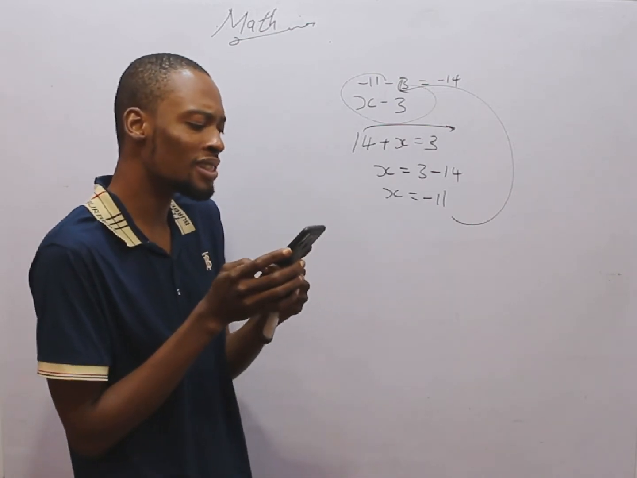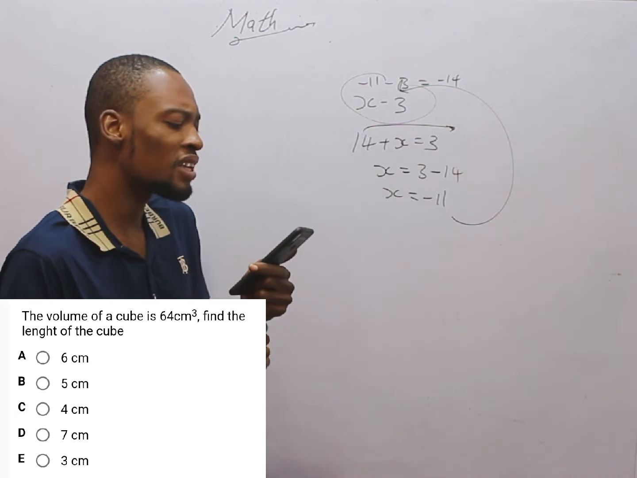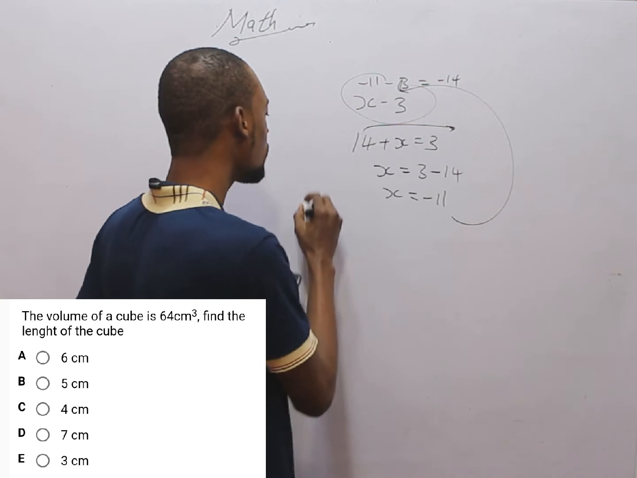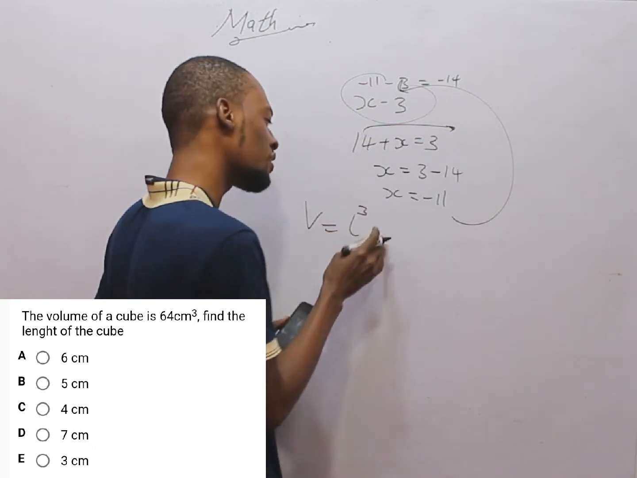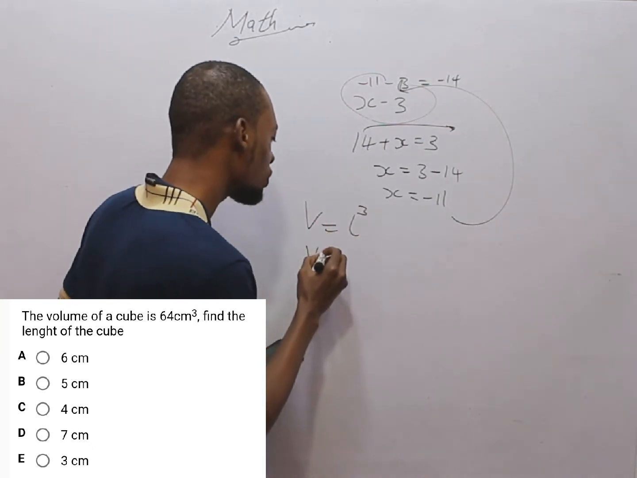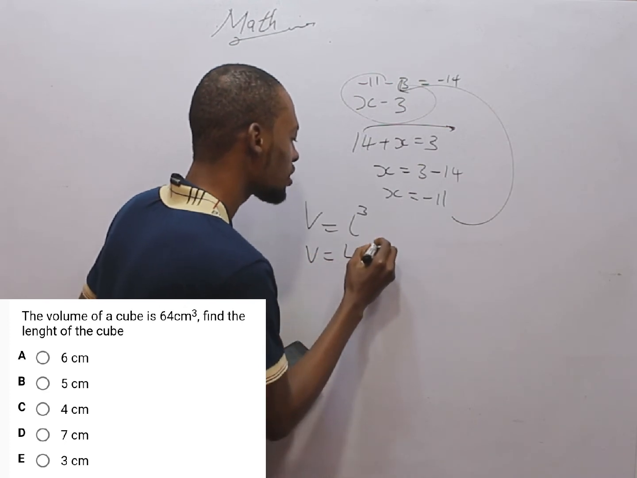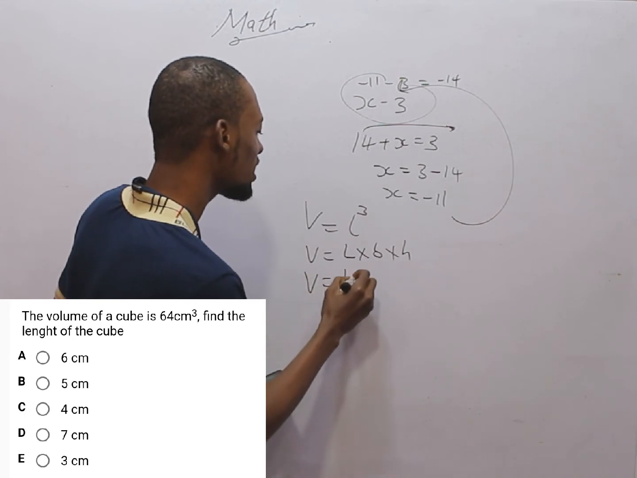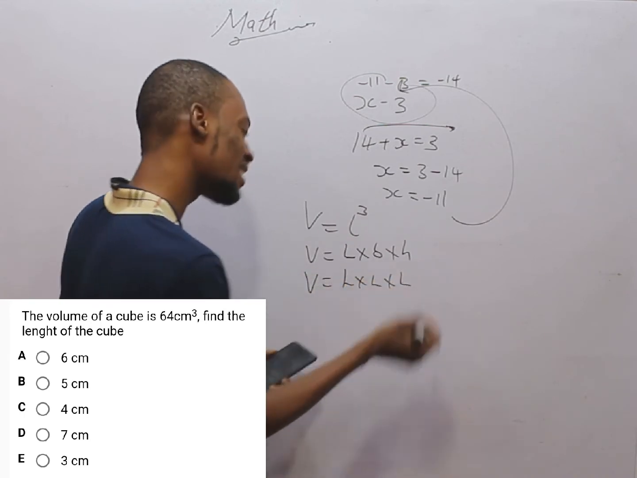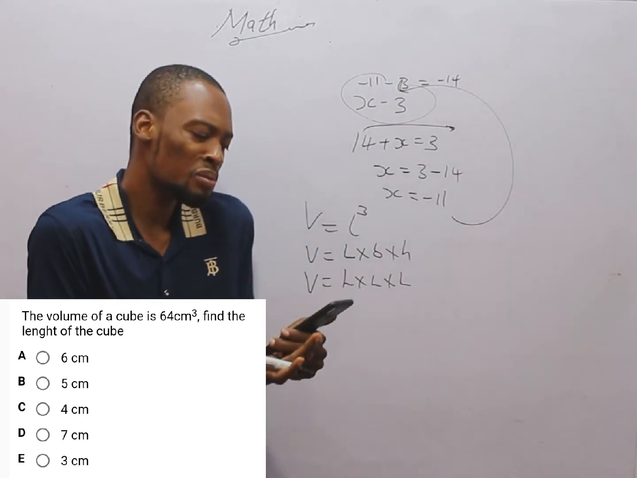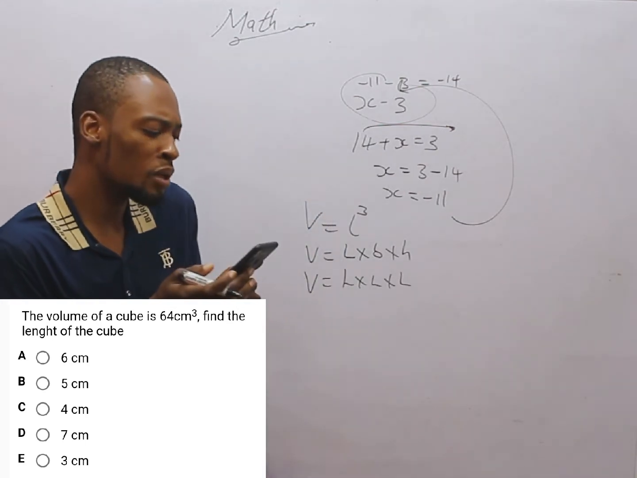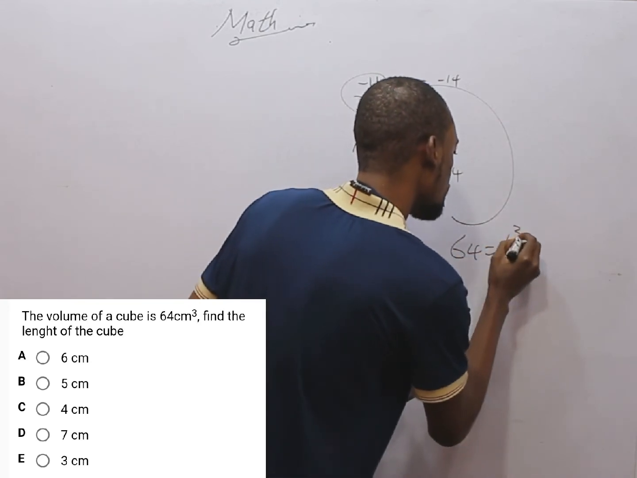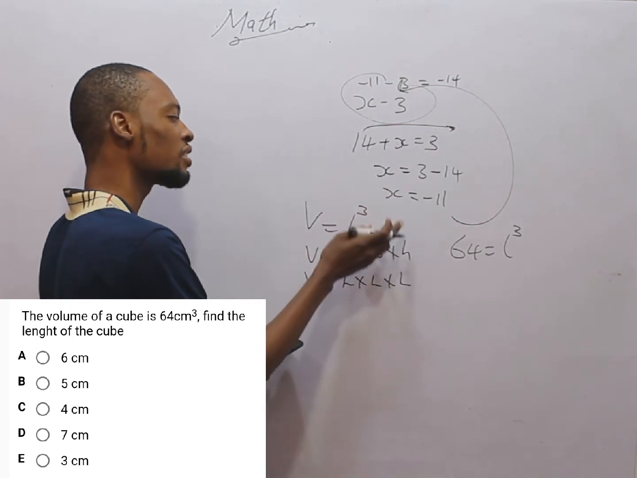The volume of a cube is 64 centimeter cube. Find the length of the cube. For a cube, volume is equal to L raised to the power of 3. Or volume of a cube is equal to length times breadth times height, or length times length times length. Anyhow you choose to name them. Since they say that the volume of the cube is 64, 64 is equal to L raised to the power of 3. Volume is L cube.